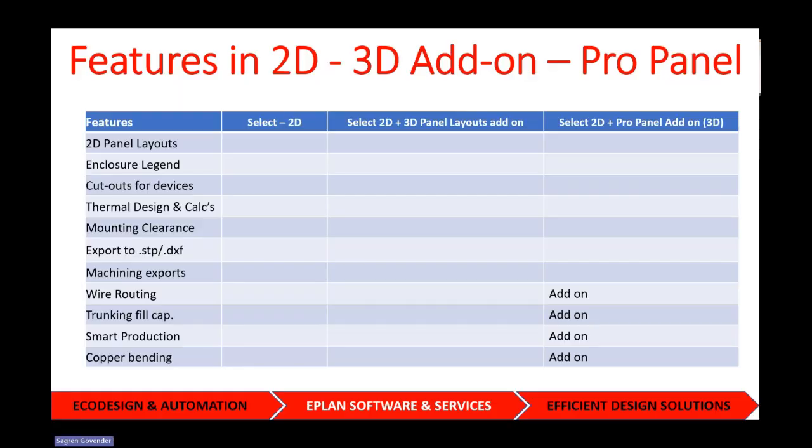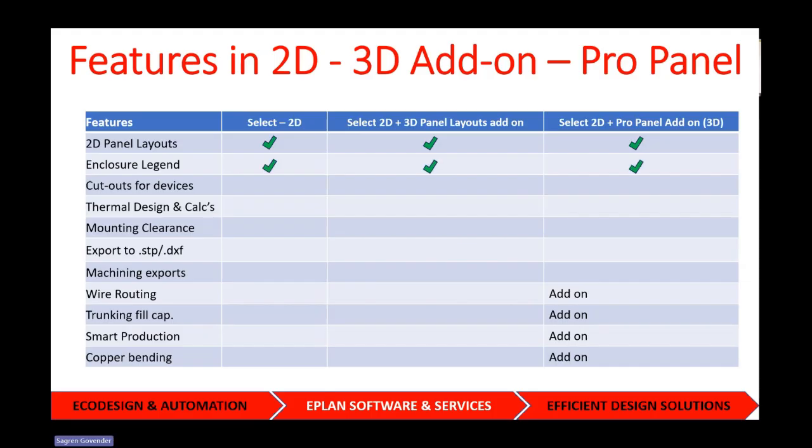I'll just run through them very quickly, and then you can get an idea of what's available in which package. As far as 2D panel layouts are concerned, yes, if you've got a Select package and you're creating your panel layouts in 2D, of course that's available in the Select package. And if you add on the 3D panel layouts, or if you add on Pro Panel, you'll have both options. As long as it's an add-on, you'll have both the 2D and the 3D options.